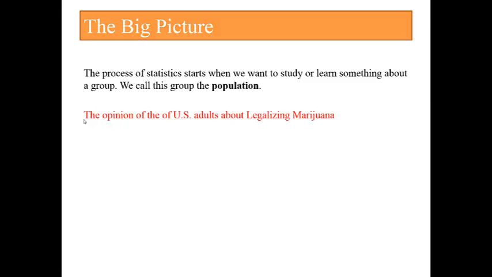Over here, somebody wants to know the opinion of the US adults about legalizing marijuana. So clearly the group is US adults. So the population over here is the group of US adults. What we want to study about this group is their opinion about legalizing marijuana. This can be the same as wanting to know what percent of the US adults are in favor of legalizing marijuana.